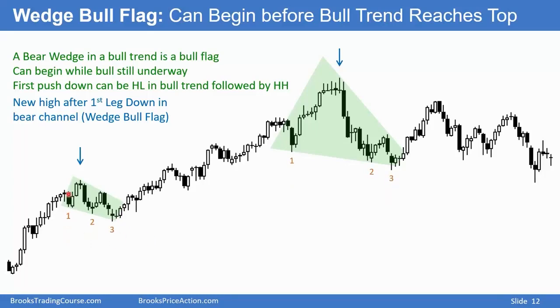This is how I would label it, 1, 2, 3, and the same here. I think this is part of the correction, even though the bull trend has not yet ended. In any case, whether you call it a high 2, 1, 2, or a wedge, 1, 2, 3, you're going to buy the reversal up, and the same with this as well.